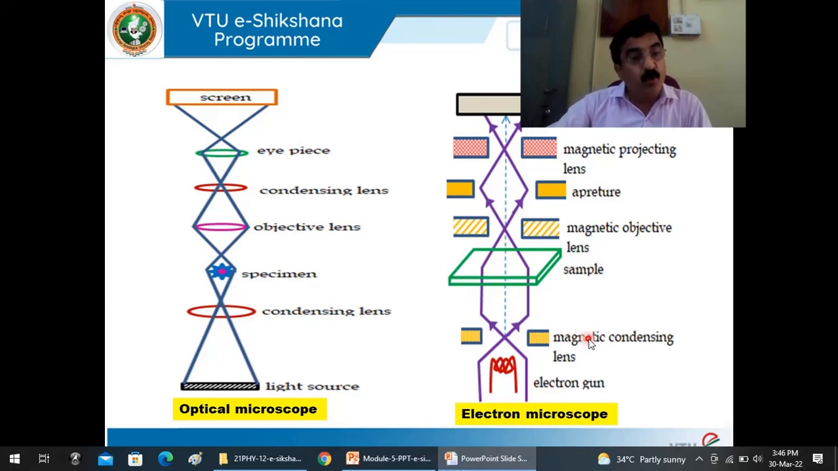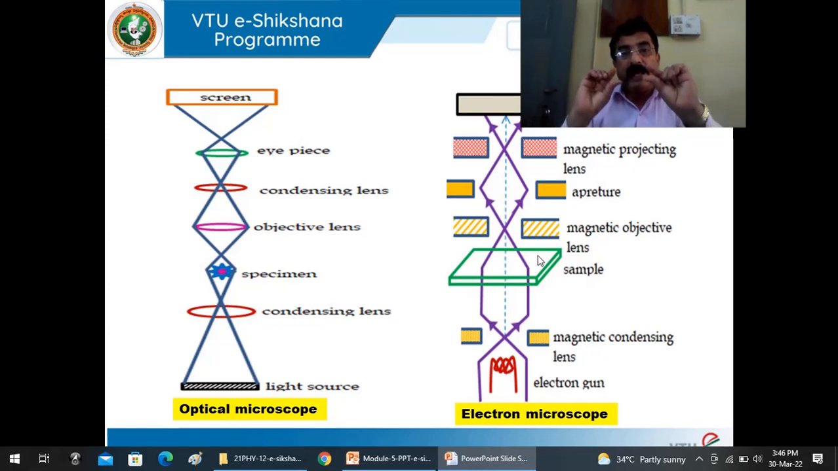Try to find more information about construction and working of magnetic lens. Specimen, sample. So here the specimen is in arbitrary shape, but for TEM, the sample cannot have any arbitrary shape. That material must be prepared to begin with. Sample preparation itself is a very big task.